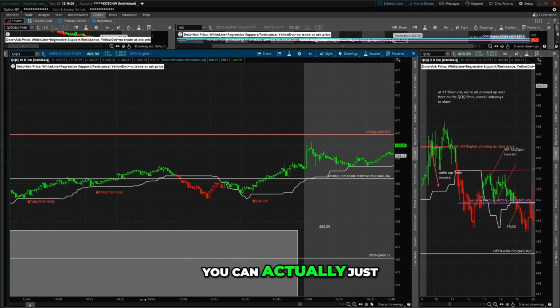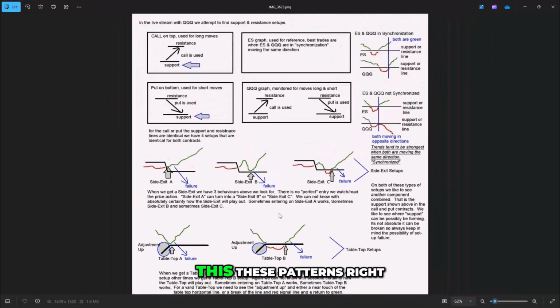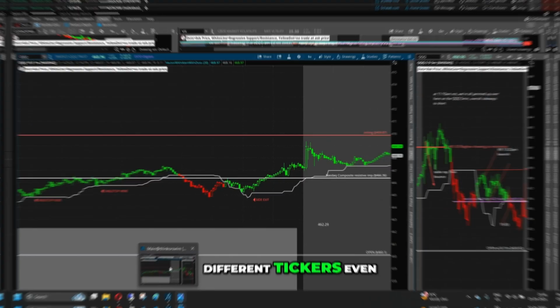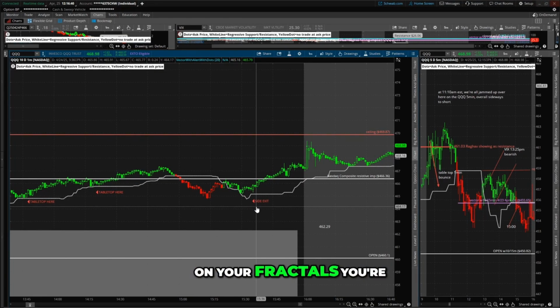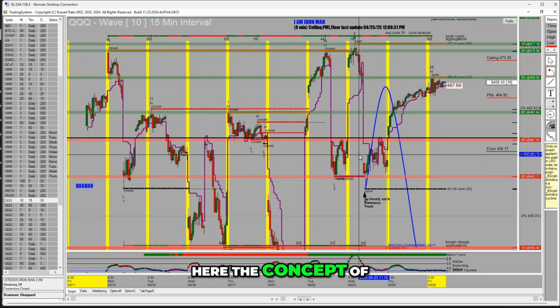You can actually just print that image I just showed you right now on your wall, because these patterns right here are very useful. You're going to see them every single day forming on different tickers, even on your fractals. So let's move on to the vector inside of the fractals, because it is a bit different from the one we see in TOS. Here, the concept of the vector is basically the same.